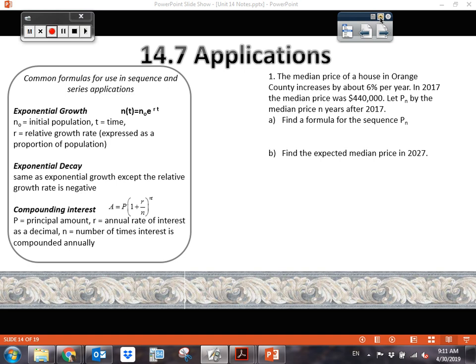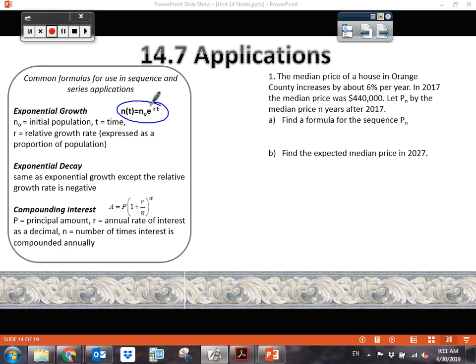These are some common formulas that we use for sequences and series, and just kind of giving you a heads up. This formula right here for exponential growth also works with decay, and I would not give you that formula. You would need to memorize that. We used that formula last year, we're going to use it this year, and we will use it also in calculus. So it would be a good idea to have that formula memorized.